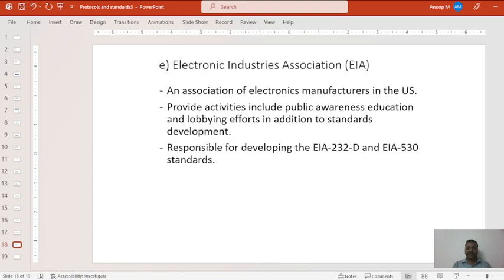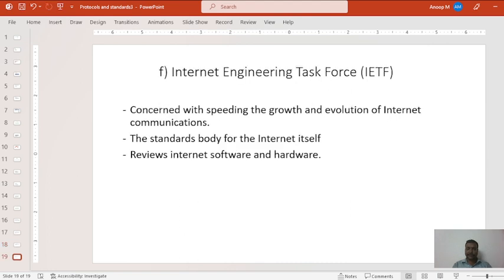The next one is EIA, the Electronic Industries Association. It covers mainly the manufacturers in the US, as well as awareness of education, standard development and lobbying efforts. Everything comes under the EIA 232 as well as 530 standards. It is responsible for developing these standards. The last one is the Internet Engineering Task Force. This is about the growth as well as the evolution of internet communication. The standard body of the internet itself, as well as the reviewing of internet software and hardware, is done by this organization called IETF. This is one of the standards used.